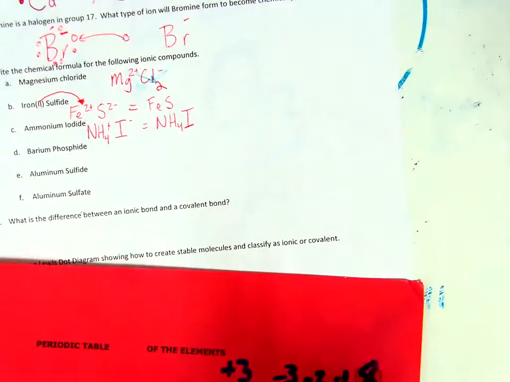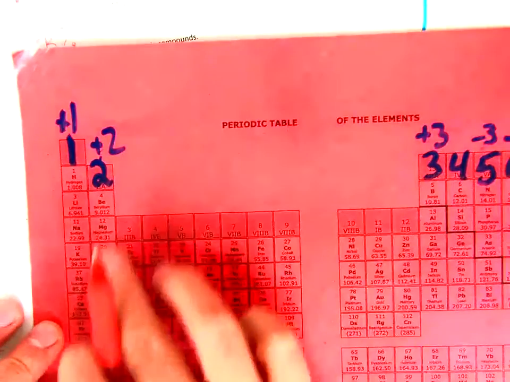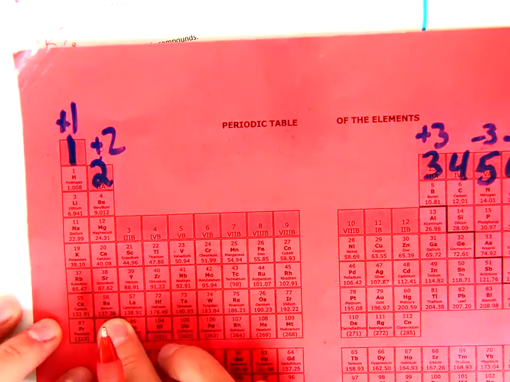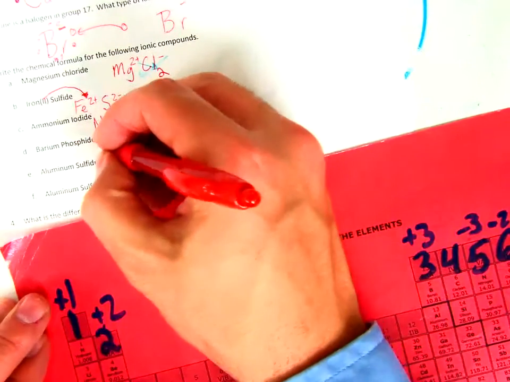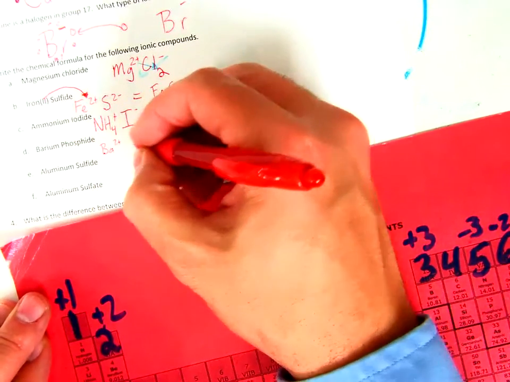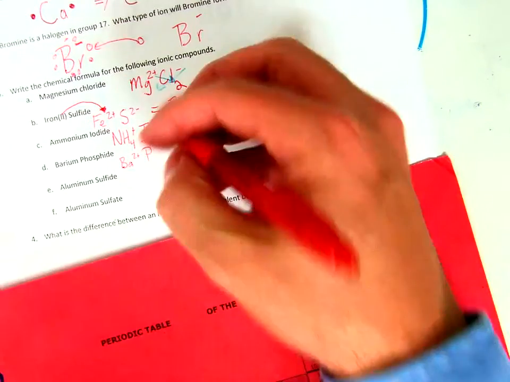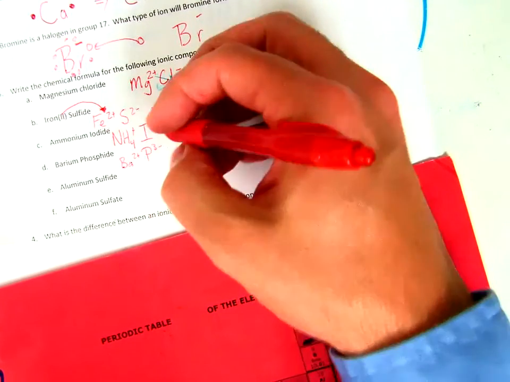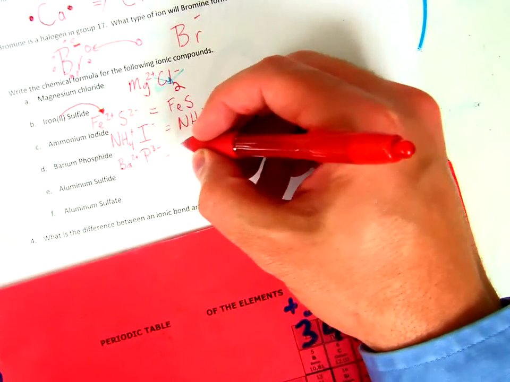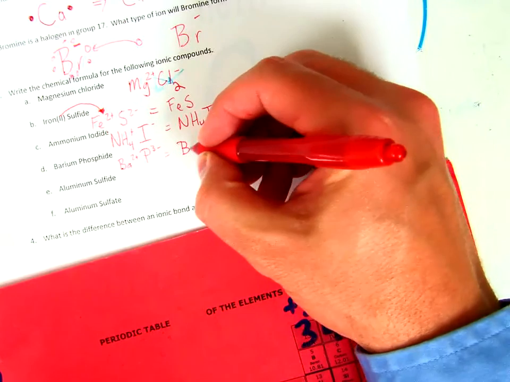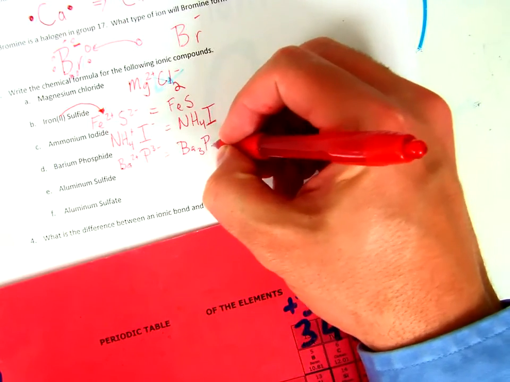Barium phosphide. Barium is in column 2, so that'll be a +2. Phosphide is in group 15, so it'll be a -3. We crisscross, and we get Ba3P2.